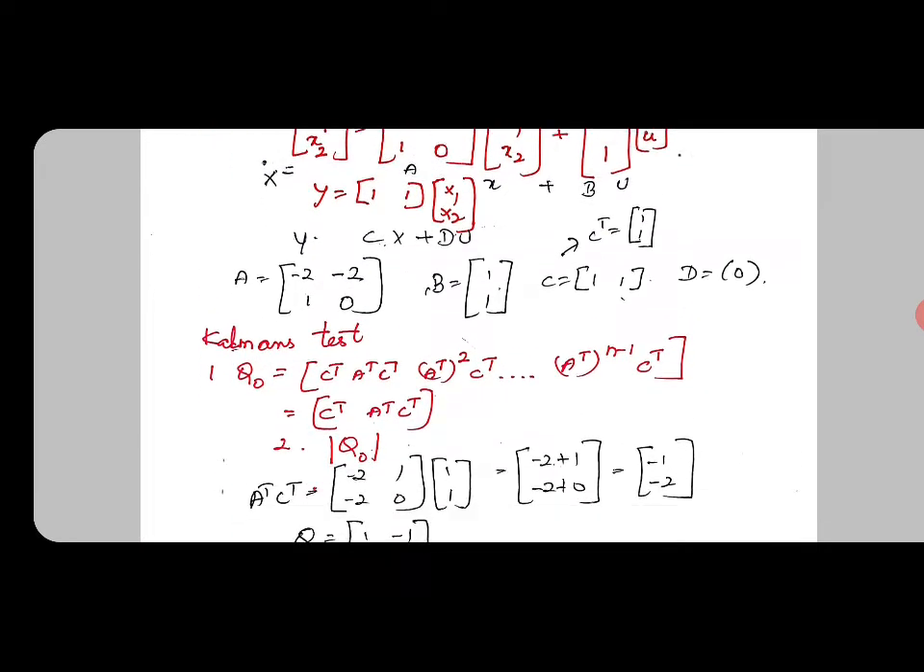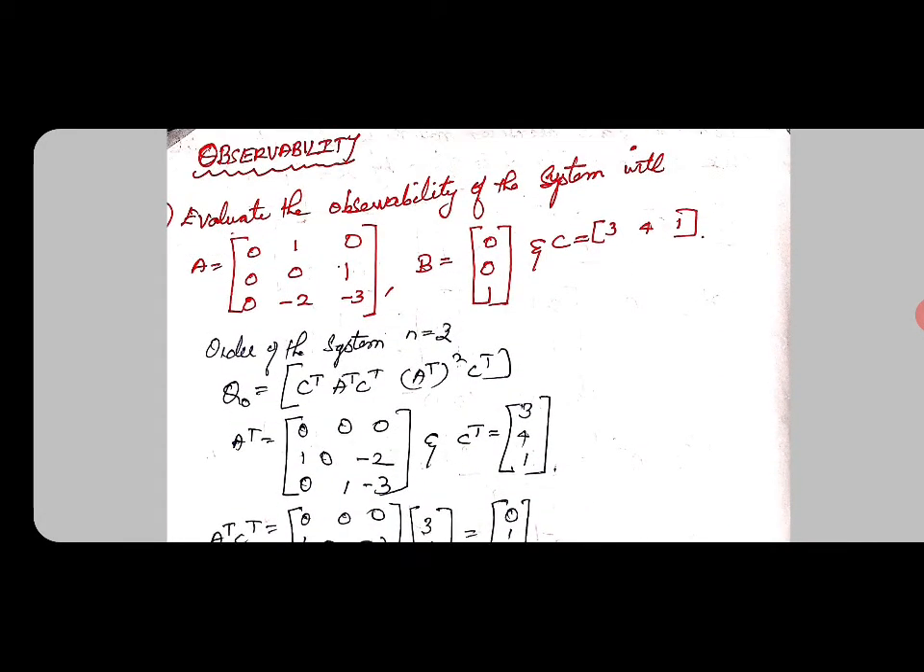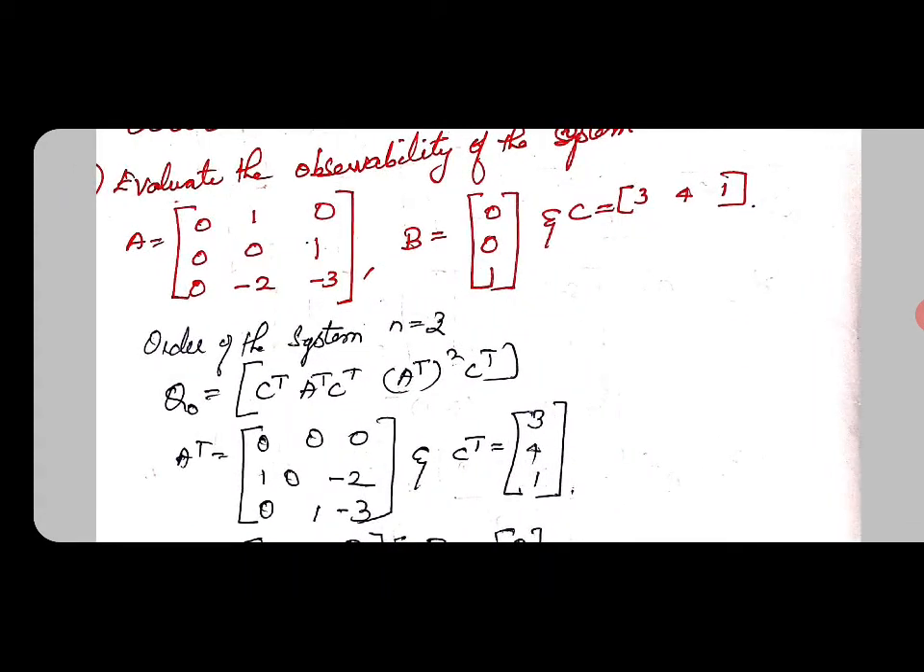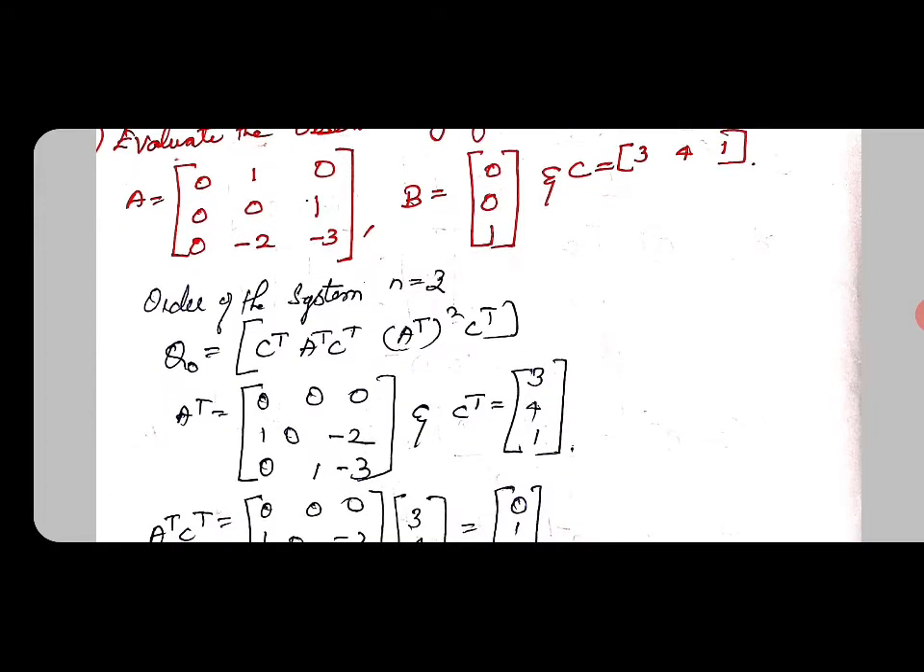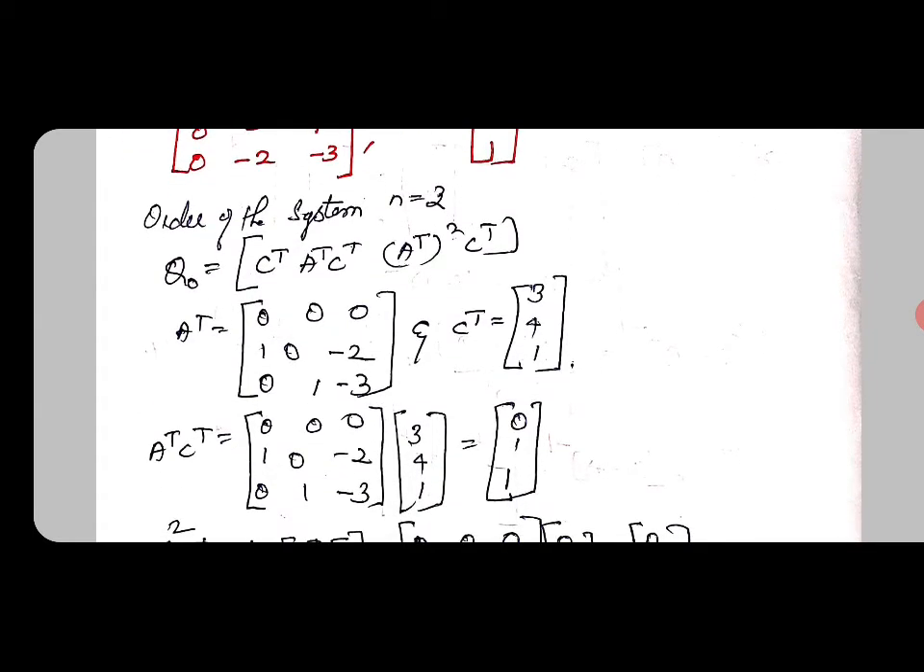Then we can see the next problem. Evaluate the observability of the system with A equal to the 3 cross 3 matrix [0 1 0; 0 0 1; 0 -2 -3], B is equal to [0 0 1], C is equal to [3 4 1]. We know the Kalman's test, the order of the system is 3, and the Kalman's test is nothing but C transpose, A transpose C transpose, then (A transpose) squared into C transpose. First of all we need to determine A transpose and then C transpose, and then we will determine the A transpose C transpose multiplication.